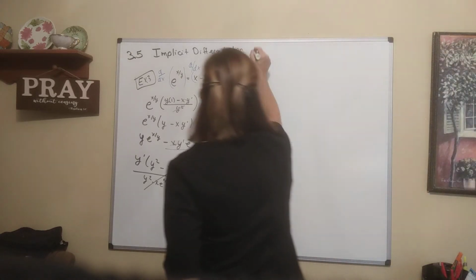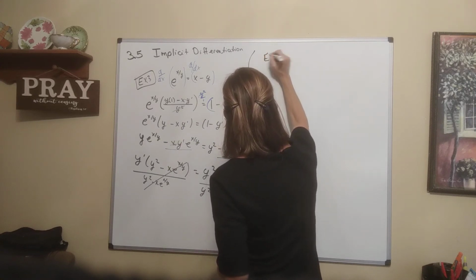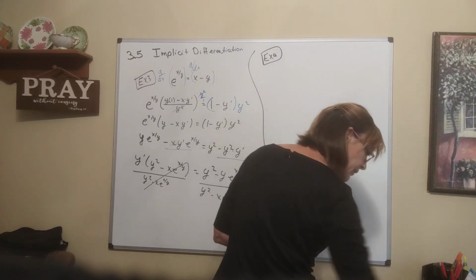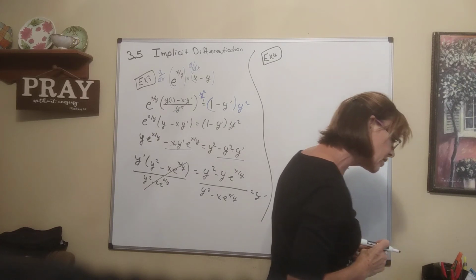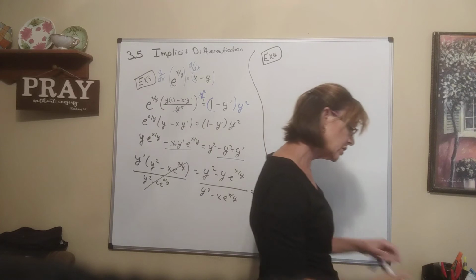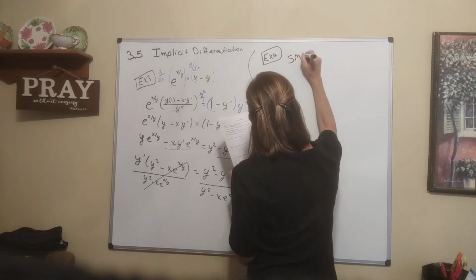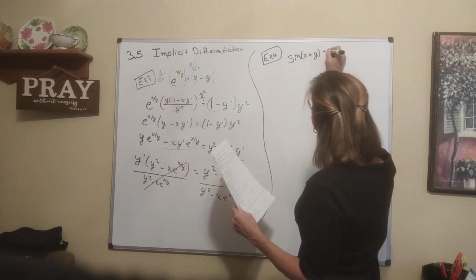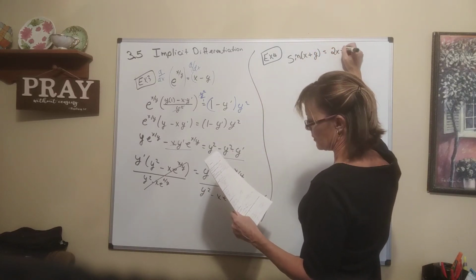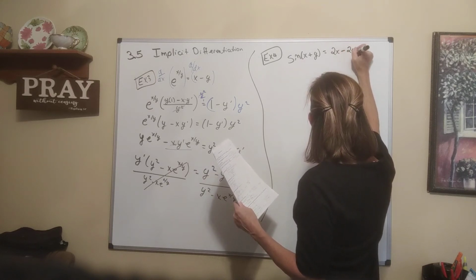Okay, one more example and then we'll be done with this particular video and worksheet. Example 4, the last one we have here, is use implicit differentiation to find an equation of the tangent line to sine of x plus y equals 2x minus 2y.